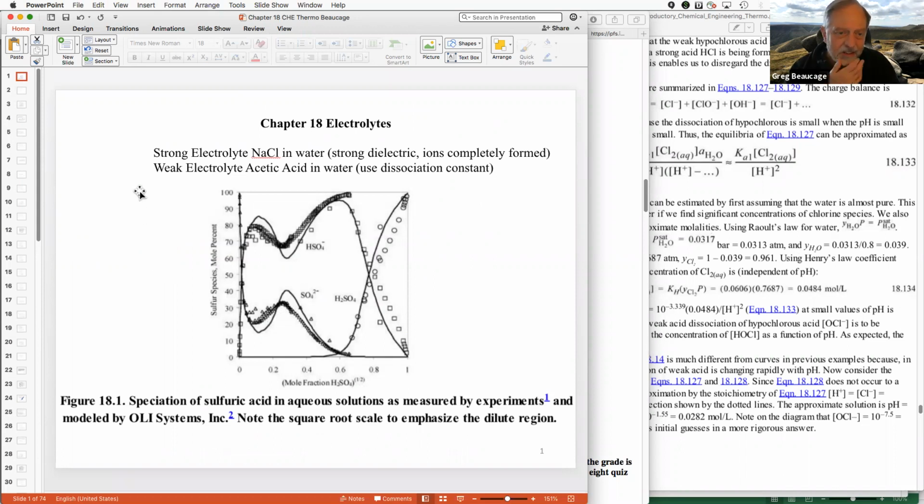Anyway, the thing with electrolytes is they speciate, which means that they break up into different things. So you have a variety of different chemical equilibria going on. Like this is sulfuric acid, right? So there's 100% sulfuric acid over on this side, then this is 0%, and it's in water. Almost everything is in water. It doesn't have to be.